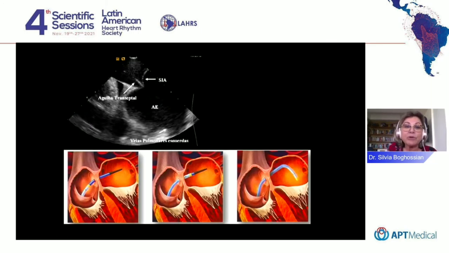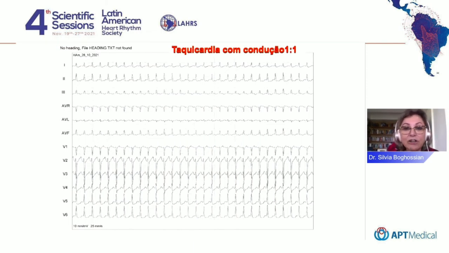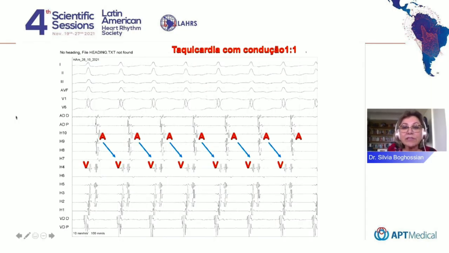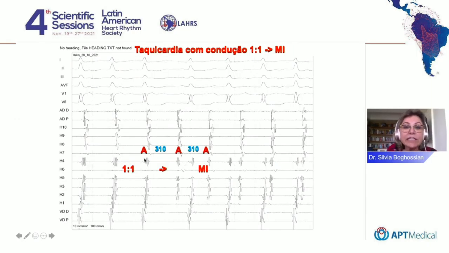We did our transseptal approach to the left side. Here is the same tachycardia without the AV block, going one to one. Here, one to one without the block. And here again, you can see it comes one to one and then it blocks, and the AA interval keeps the same.